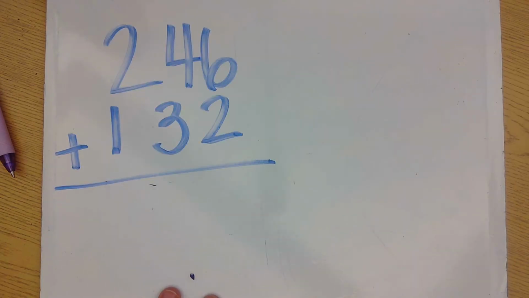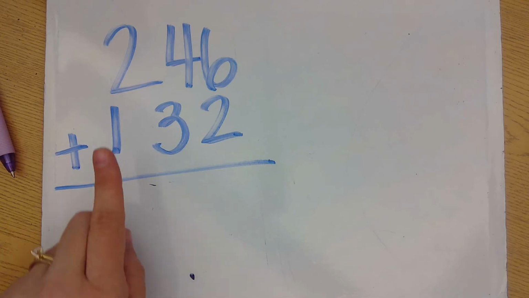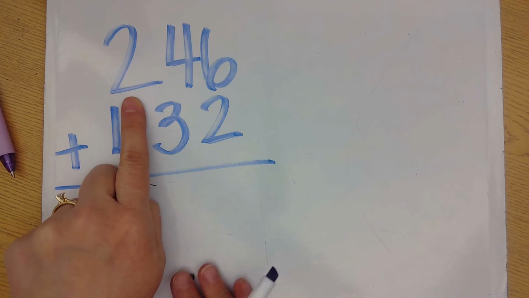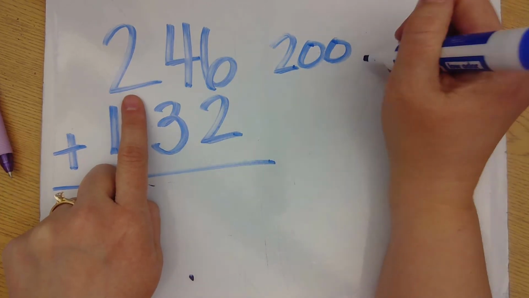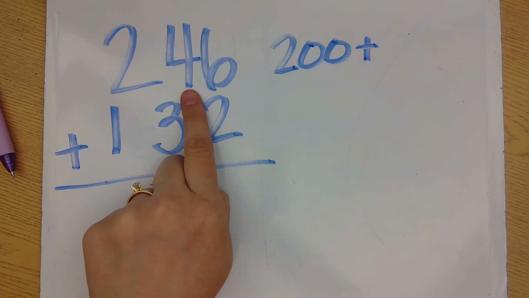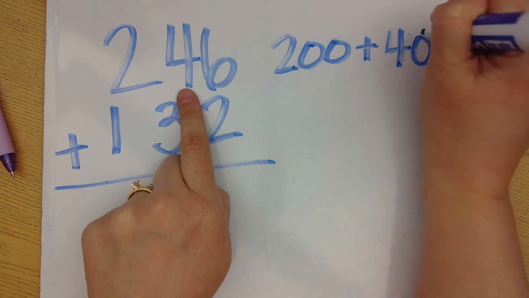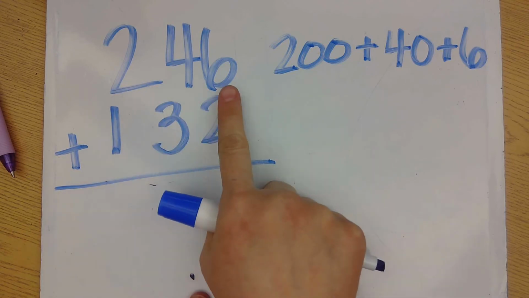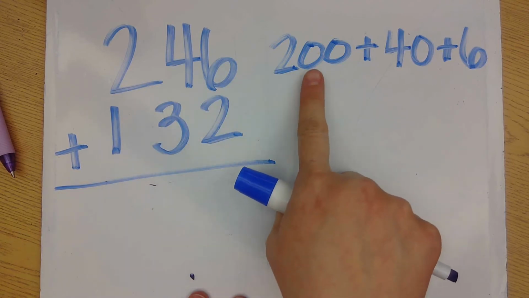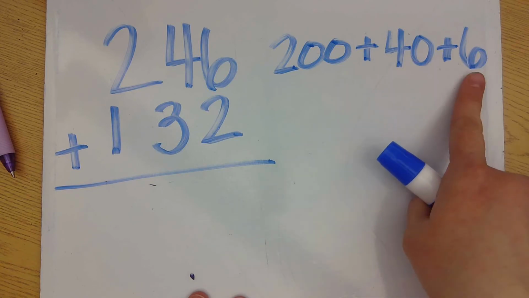Our next problem is 246 plus 132. Don't freak out, we can do this one. We're just going to expand our number out a little further. So 2, what does that mean? If you said 200, you're correct. So let's write 200. Plus, what does the 4 mean in the place where it's at? You're right, it means 40. Okay, and then 6 just means 6 by itself. So when I expand 246 out, it looks like this, 200 plus 40 plus 6.